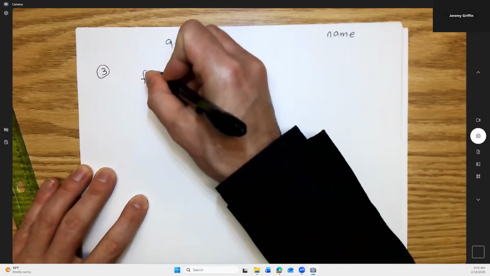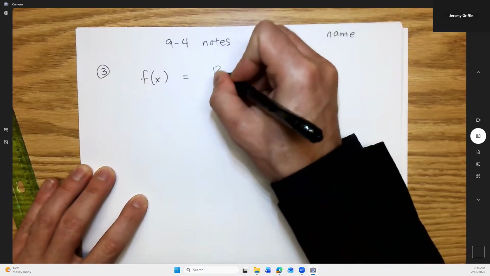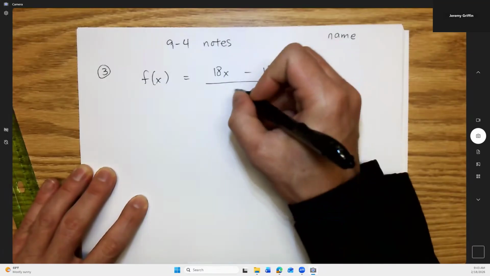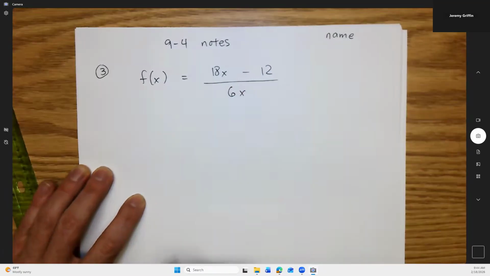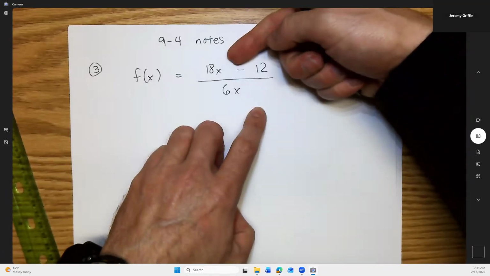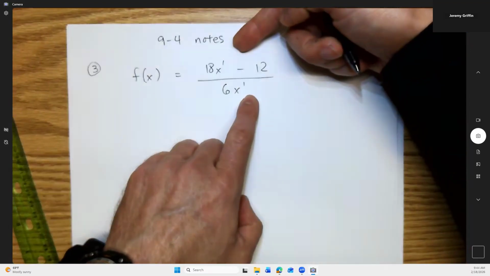So here's the function, f of x is equal to 18x minus 12, all divided by 6x. Interesting. Now, do you guys see that the degree of x on the top and the degree of x on the bottom is each one? You guys see that?